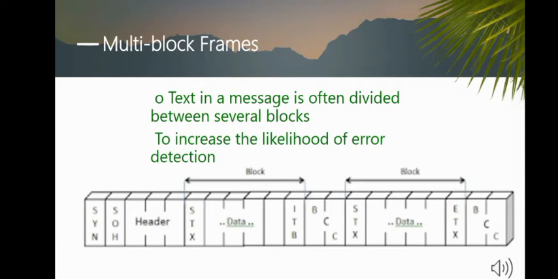In this way, the receiver can check each block separately for errors, thereby increasing the likelihood of detection. If a block contains an error, however, the entire frame must be retransmitted. After the ETX has been reached and the last BCC checked, the receiver sends a single acknowledgement for the entire frame. See the figure, which shows the structure of a multi-block frame. The example includes two blocks, but an actual frame can have more than two.